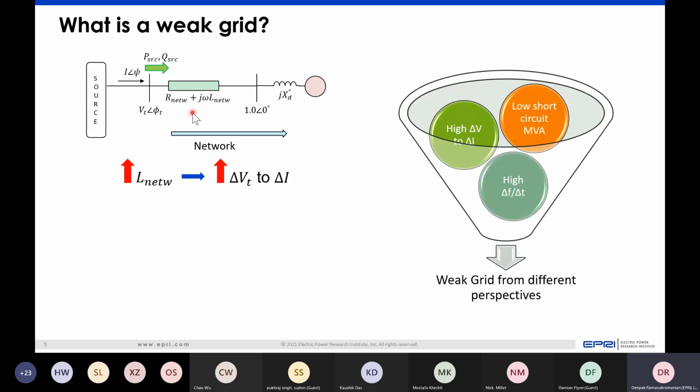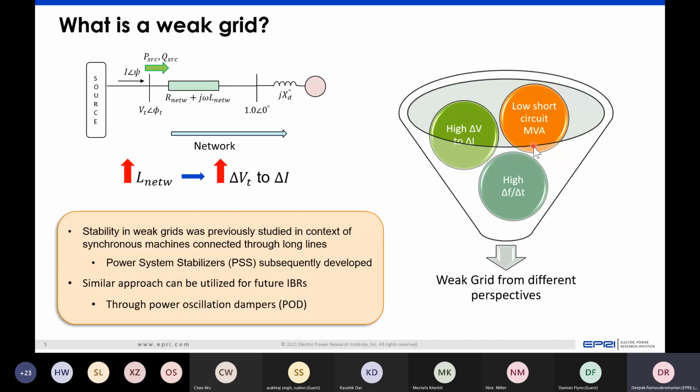From an inverter-based resource perspective, we can also define weak grids from these other two scenarios, wherein we have a high rate of change of frequency, or we have high sensitivity of voltage to current, and we have low short circuit MVA. And sometimes these are mutually exclusive, sometimes they are interdependent on each other. But this aspect of weak grids, we've known this from synchronous machines, when we've had hydro turbines connected far away from the load centers and they push power through long lines. This has always been known.